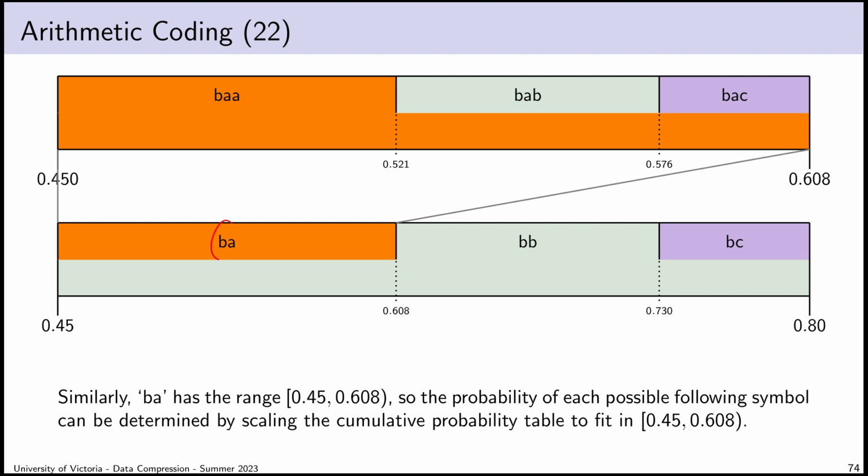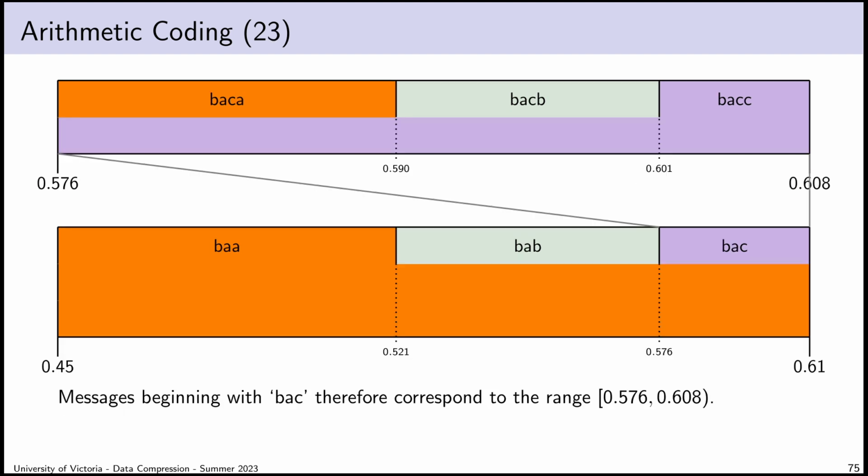So I've got the window for BA. I now narrow down my range to 0.45 through 0.608, and I scale again to get 3 character sequences, BAA, BAB, BAC. And so messages beginning with BAC all then correspond to things in the range 0.576, 0.608. I don't worry about the 4 character messages because I'm done. I've already found the range corresponding to BAC.